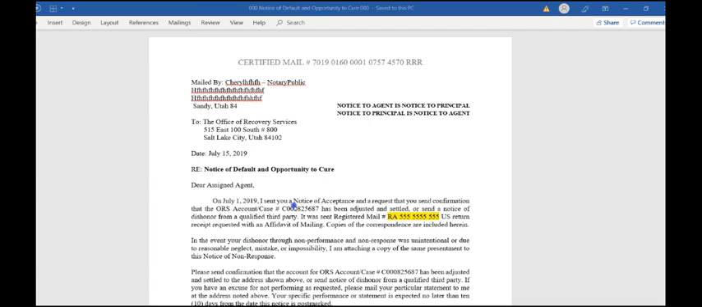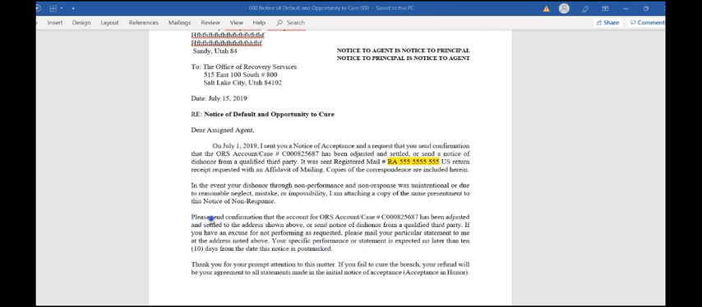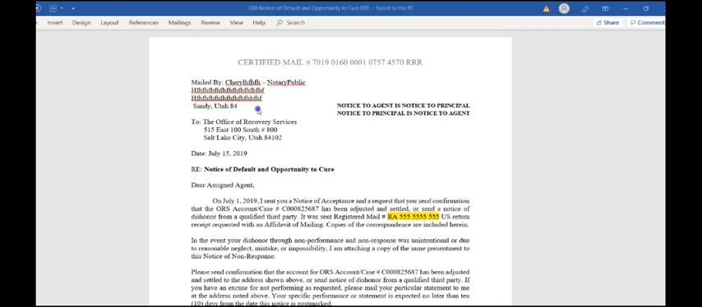So you send them another copy of the first issue of documents that you sent, right? And you send them to them again, because in the event your dishonor through non-performance and non-response was unintentional or due to reasonable neglect, mistake, or impossibility, I'm attaching a copy of the same presentment to this notice of non-response. Please send confirmation that the account is closed and adjusted and settled to the address shown above, or send a notice of dishonor from a qualified third party. Okay, again, you're not contracting with these people. You're just asking them to go through a third party.